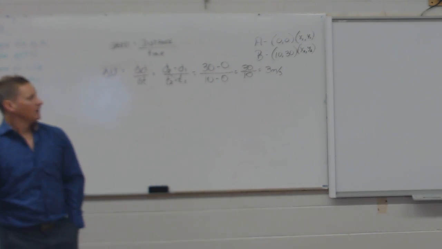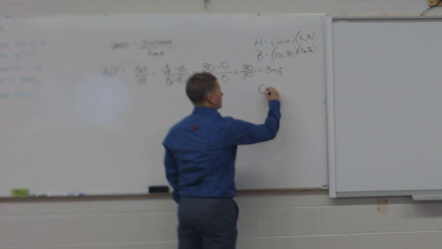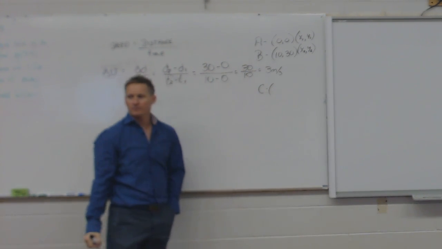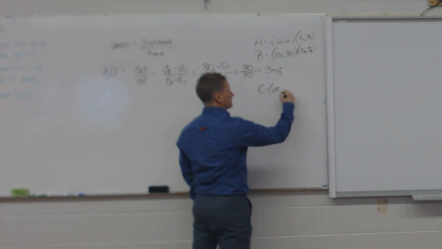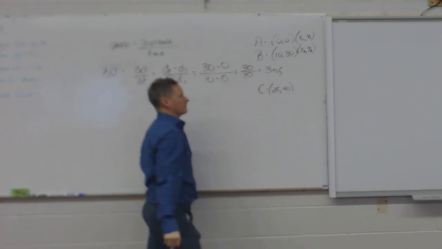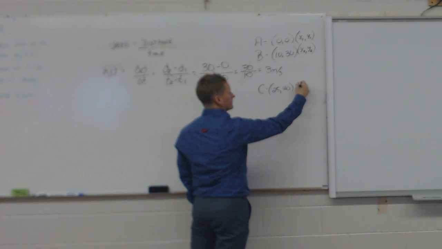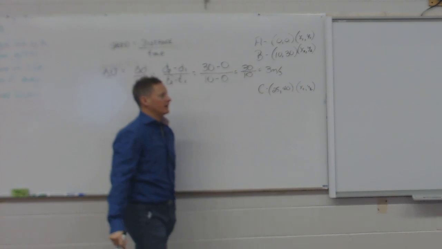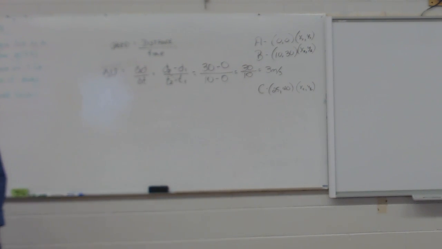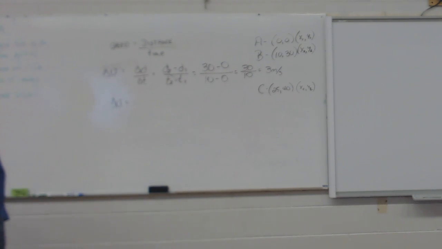Okay? From B to C now. What's my coordinates for C? 25 and 40. Okay? So now let's make this guy x2, y2. We'll make B now x1 and y1. So let's find our change in velocity from B to C.